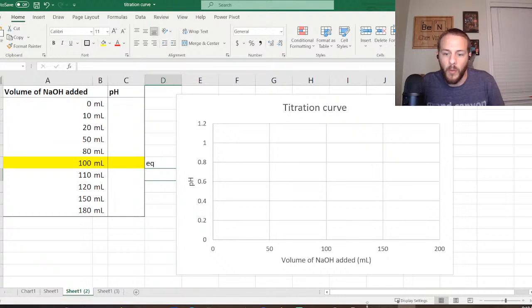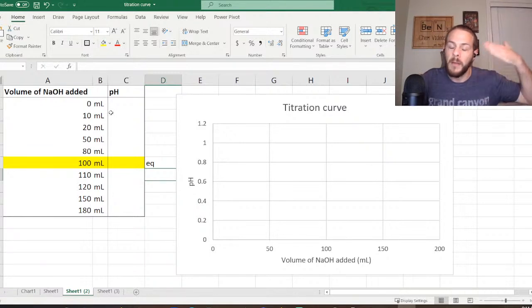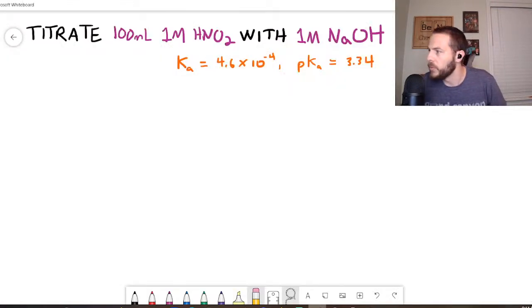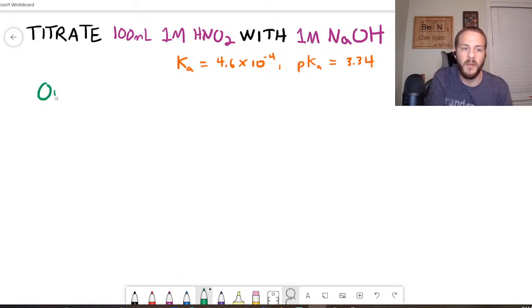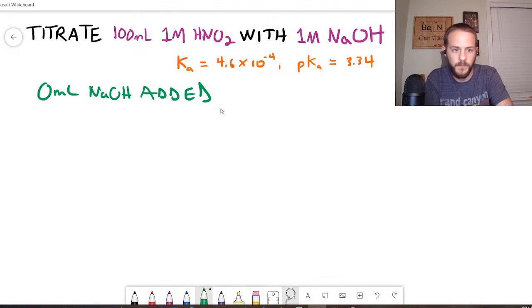So now that we know that, we can get back to solving the first pH value, which is 0 milliliters. What we're looking at is the initial pH of this aqueous nitrous acid solution before we start adding any sodium hydroxide to it. So that's what we're looking at. So the initial pH, I'll just say 0 milliliters of NaOH added. The initial pH.